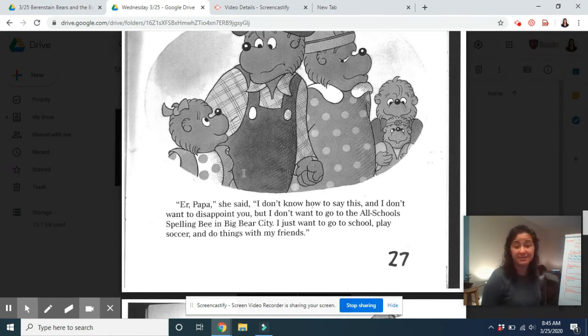She's honest with her dad, which was a really hard thing to do because he's the one that did a spelling bee. And he wanted her to follow in his footsteps, and he was so proud and excited for her. But she was like, no, I'm going to stick to my guns. I'm going to say what I'm really feeling. So I'm going to mark page 27 as my last page of evidence. Okay?